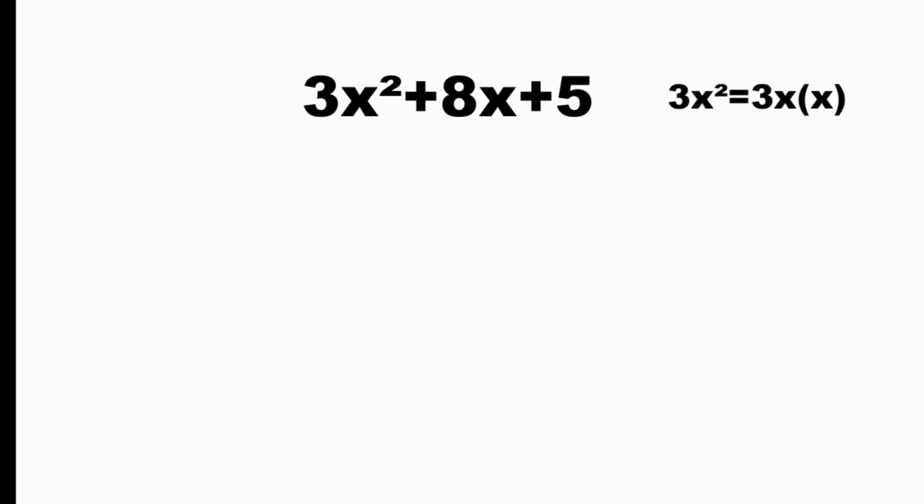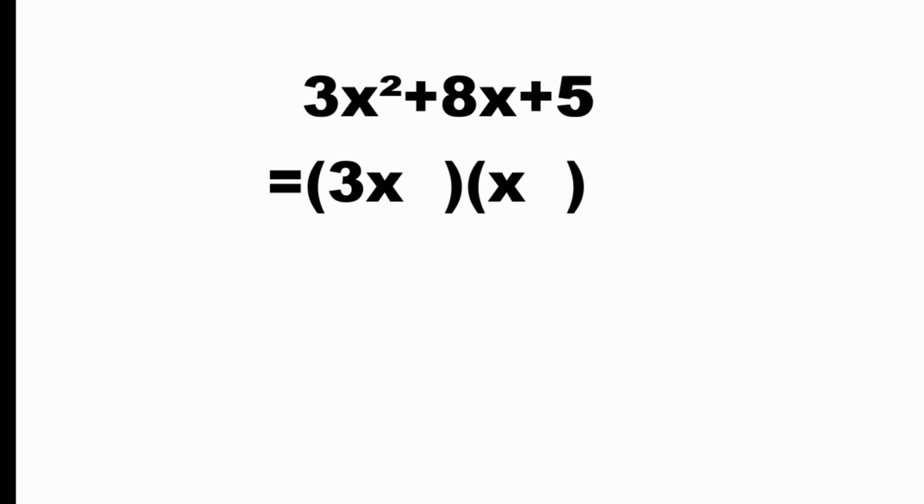So we can have our set of factors as the quantity 3x blank times the quantity x blank. So we have to provide the numbers here. Let us look at the last term. The last term is positive 5, and 5 is a prime number, so definitely its factors are 1 and 5 itself.